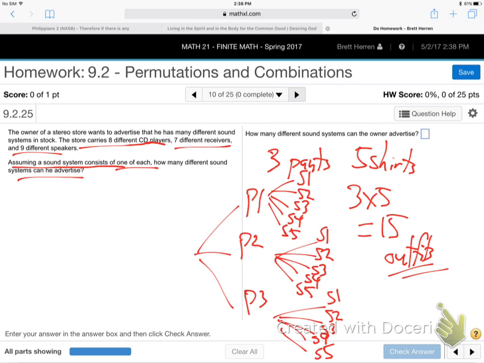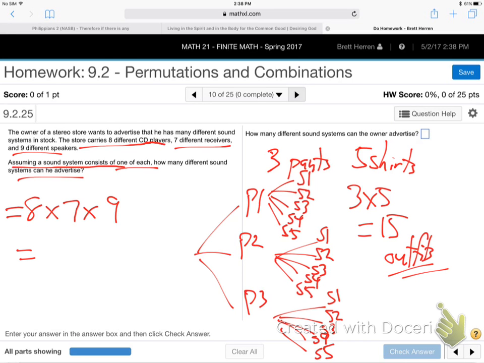Let's get back to the CD problem. How many different sound systems? So a sound system has a CD player, a receiver, and a speaker. So how many different combos of all those are there? What are we going to do with those numbers? Just multiply them, yeah. Because there's 8 different CDs, 7 different receivers, 9 different speakers, so different combos. So whenever you put things together, like shirts and pants, or speakers, CDs, and receivers, you just multiply them together to get all the different combinations.